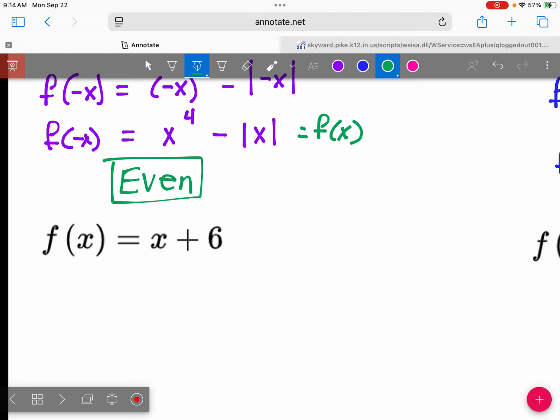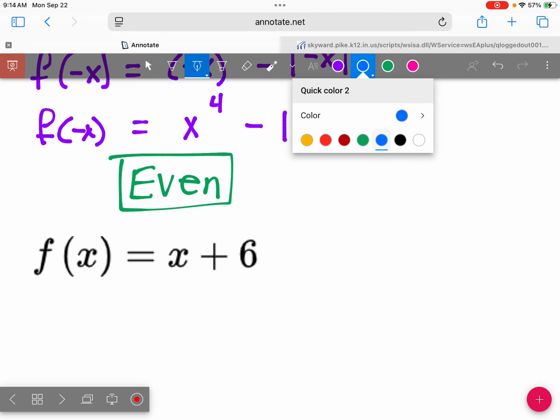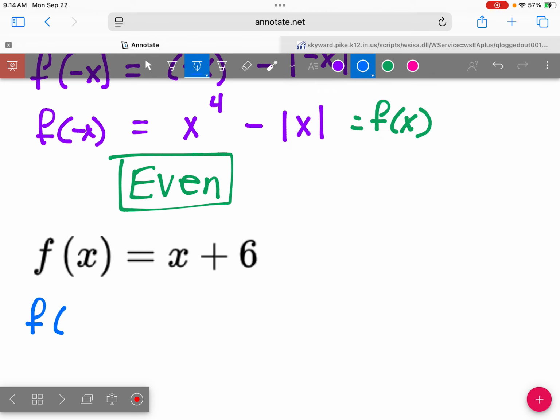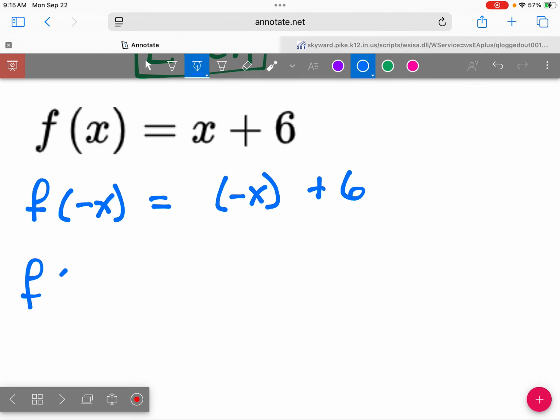Let's look at another one. We'll look at the one that's on the bottom now. We're going to have f of x equals x plus 6. Same thing. We're going to substitute in our minus x in place of x. So we're going to have our f of minus x, substituting that minus x in place of every x we have. In this case, we just have our minus x plus 6.